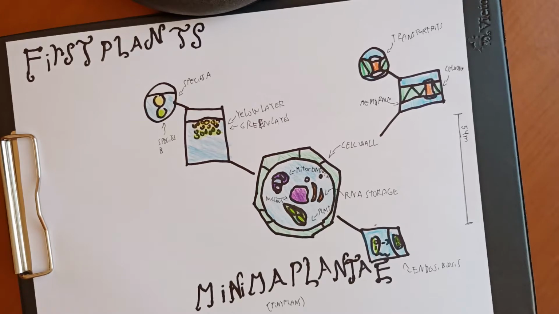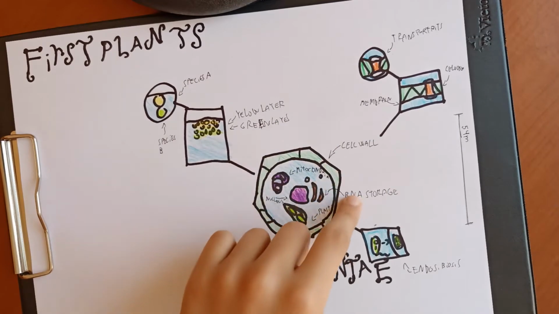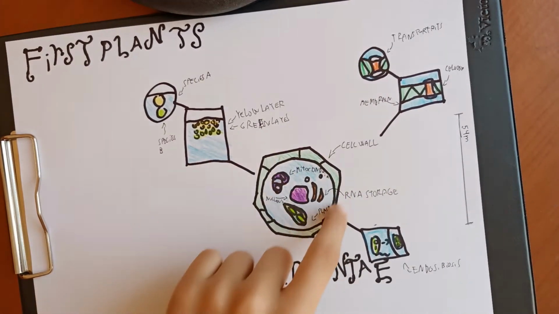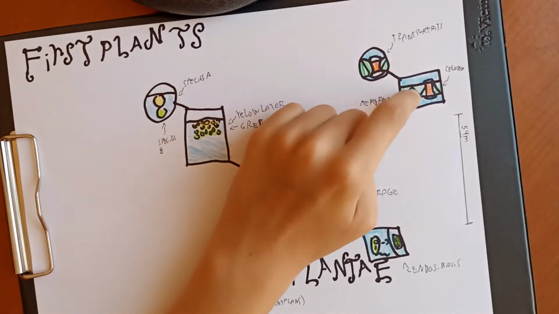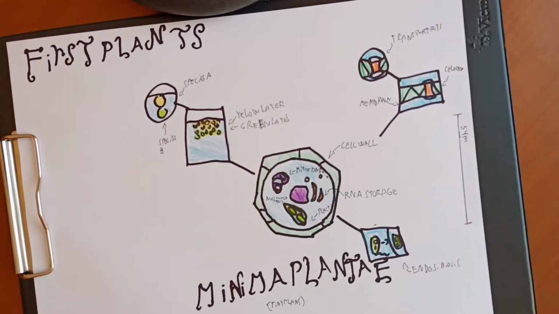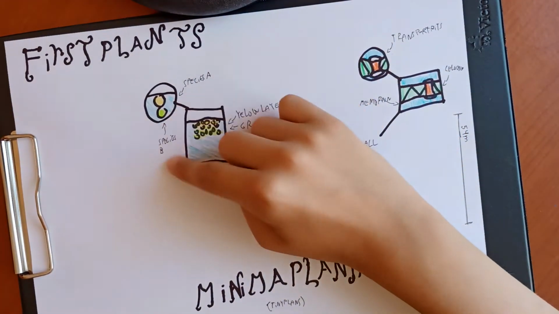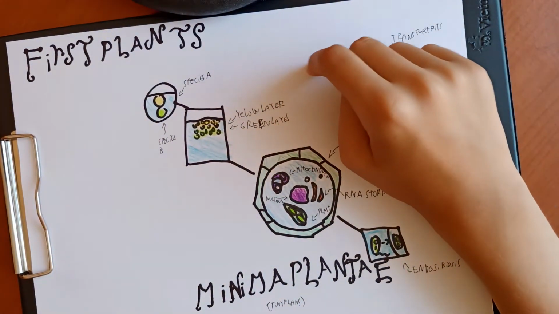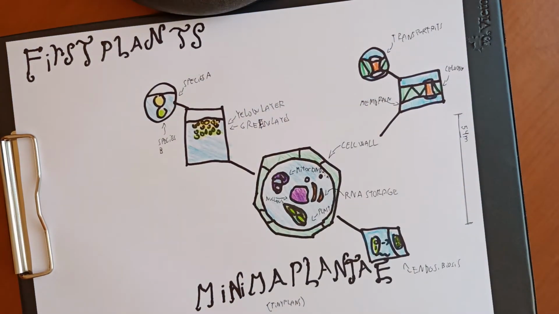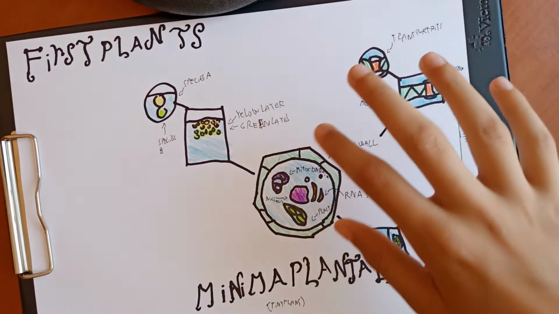There's a cell wall and a membrane. The membrane is under the cell wall, and the cell wall is made out of cellulose. Then the layering of these small plants can be a yellow layer on the top and a green layer below it.